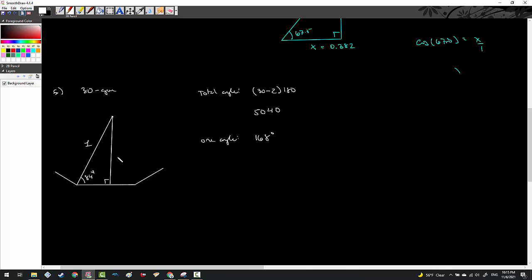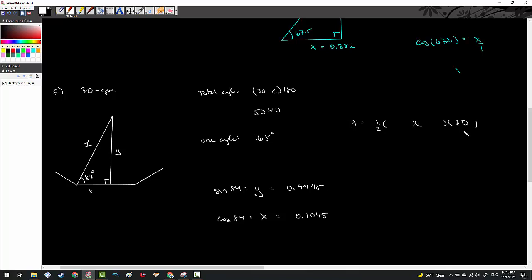Now again, I've just created not a special, but just a right triangle here. I'm going to use sine and cosine to get x and y, just like I did with the octagon here. So sine of 84 is equal to y, which is going to be 0.9945. And then cosine of 84 is going to be the x over 1. So if I do cosine of 84, I'm going to get 0.1045. And so again, what we're going to do is we're going to do area is equal to 1/2 base times height times number of triangles.